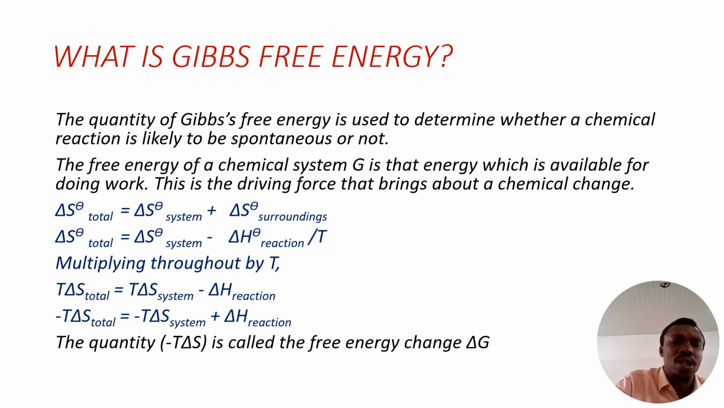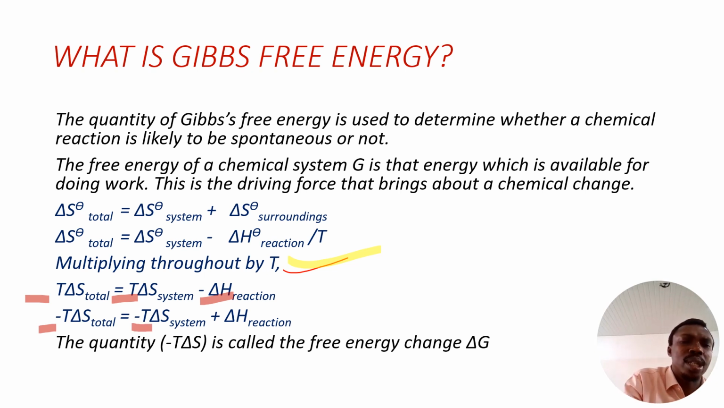So if you multiply through by T, you get the total entropy, T delta S total, which is equal to T delta S system minus the enthalpy change of the reaction. So if you rearrange, you get minus T delta S total will be equal to minus T delta S system plus the enthalpy of the reaction.